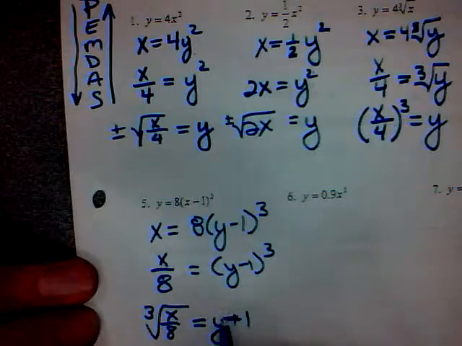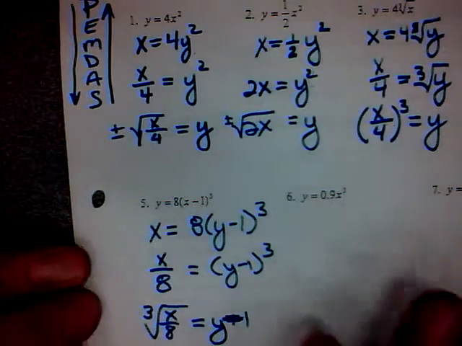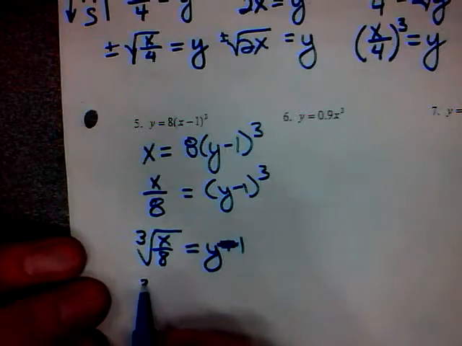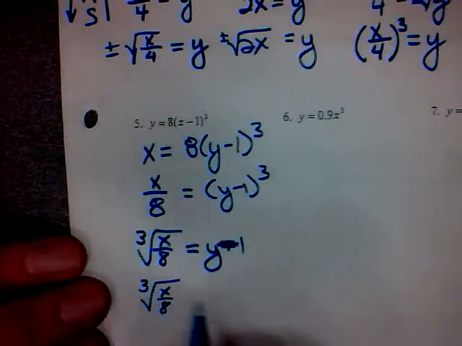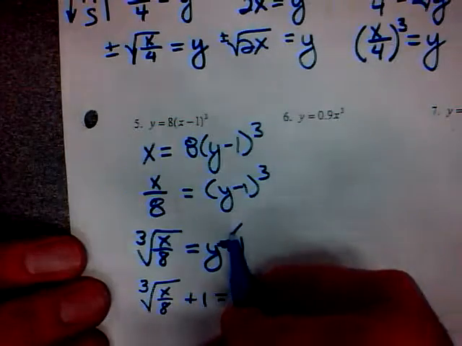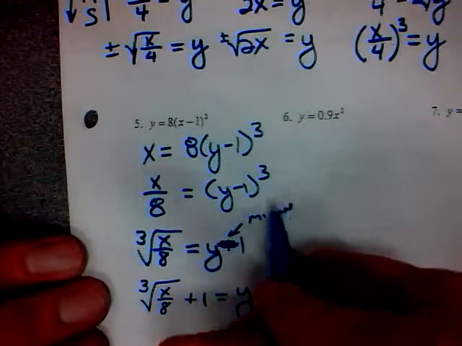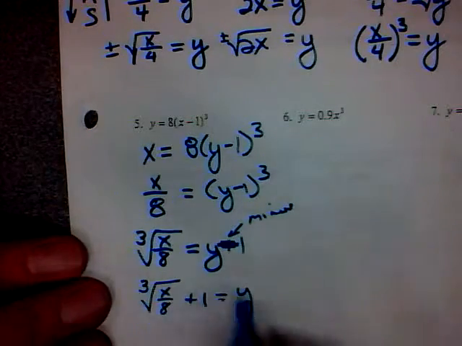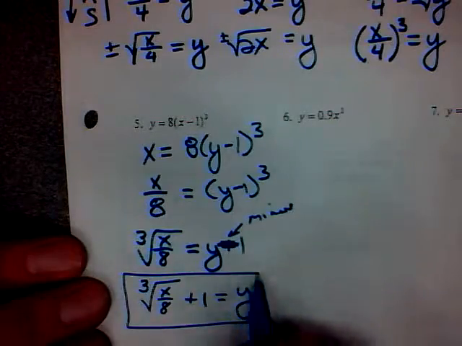Okay, oops, this should be a minus here, sorry. And to get the minus 1 over to the other side, you are going to add 1. Okay. Remember, this is a minus. That was a mess up on my part. Okay. So that's how you find inverse functions.